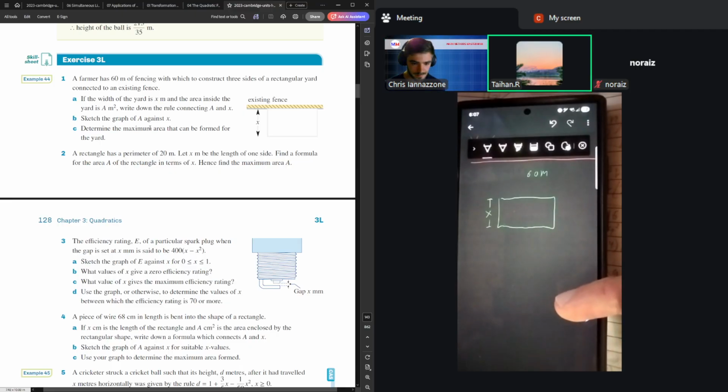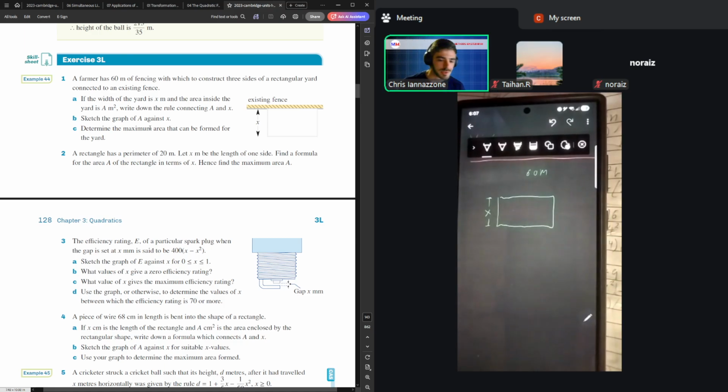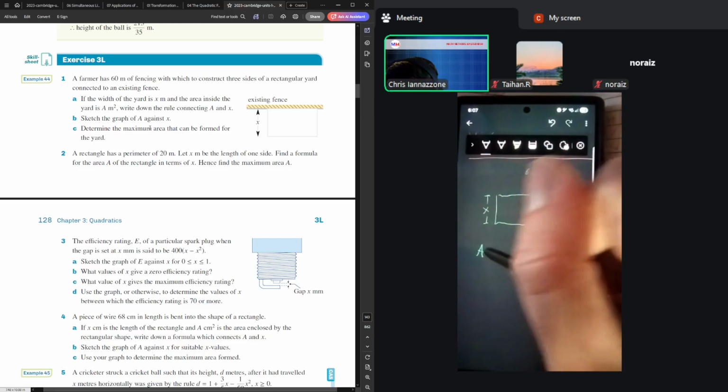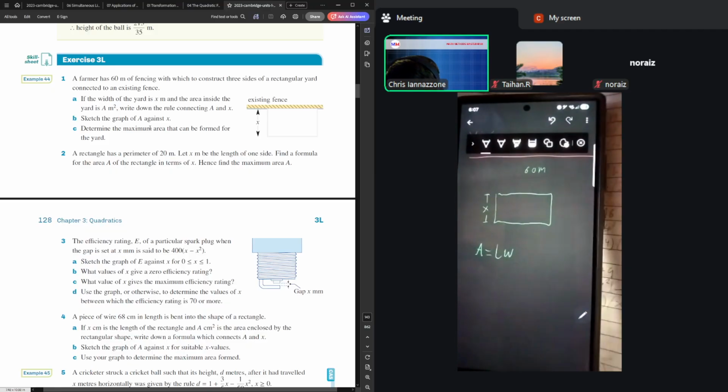Sorry, what was the question? Yeah, so we're trying to create our area equation. Generically speaking, how do we try to find the area of a shape like this? Length by width. Easy, length by width. Area is equal to length times width.